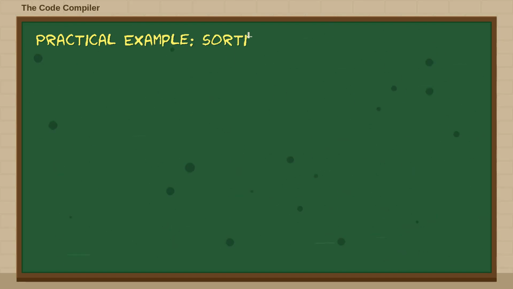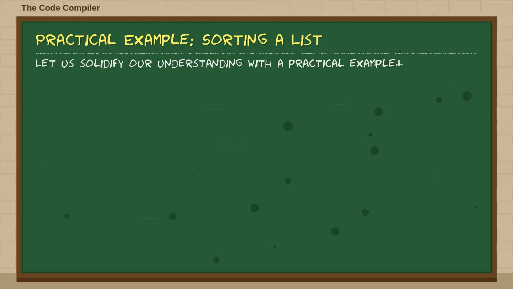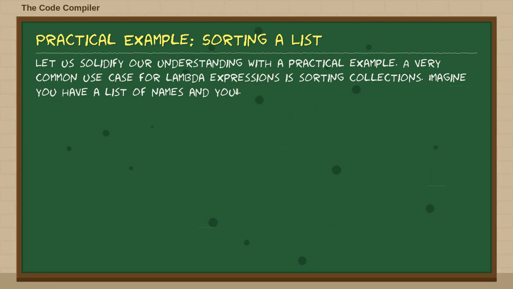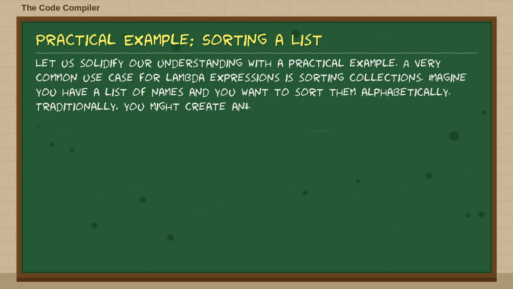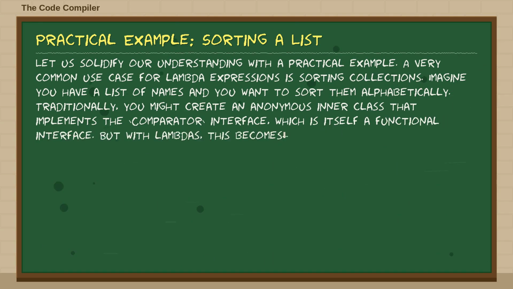Let us solidify our understanding with a practical example. A very common use case for lambda expressions is sorting collections. Imagine you have a list of names and you want to sort them alphabetically. Traditionally, you might create an anonymous inner class that implements the Comparator interface, which is itself a functional interface. But with lambdas, this becomes incredibly simple and clean.